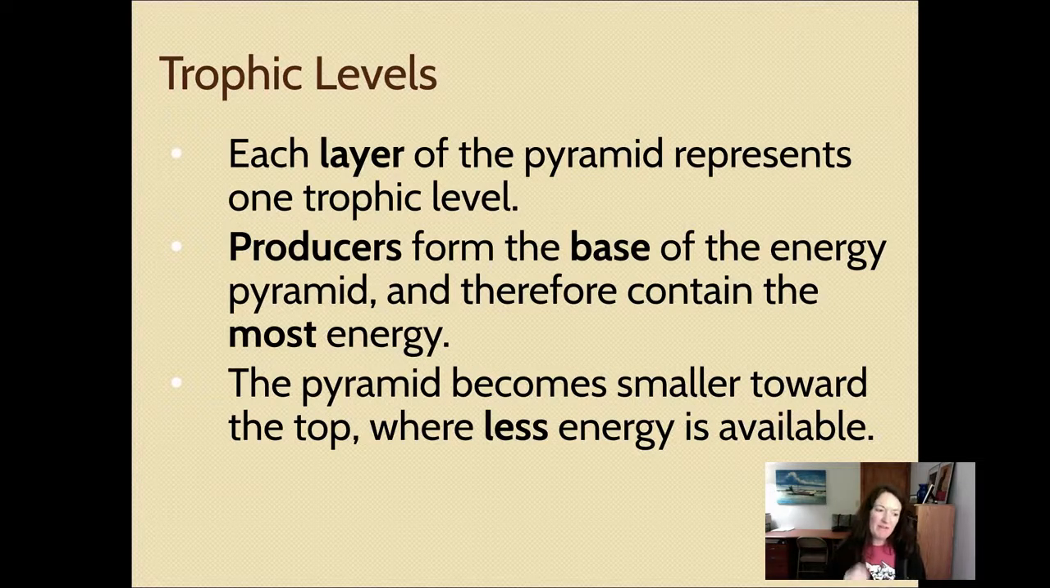So the amount of energy in a trophic level determines how many organisms you can actually have in that level in the ecosystem. So your apex predators at the very top of the energy pyramid, the snakes, the hawks, the things that eat other consumers, are much smaller in number than your mice or your deer, your primary consumers.